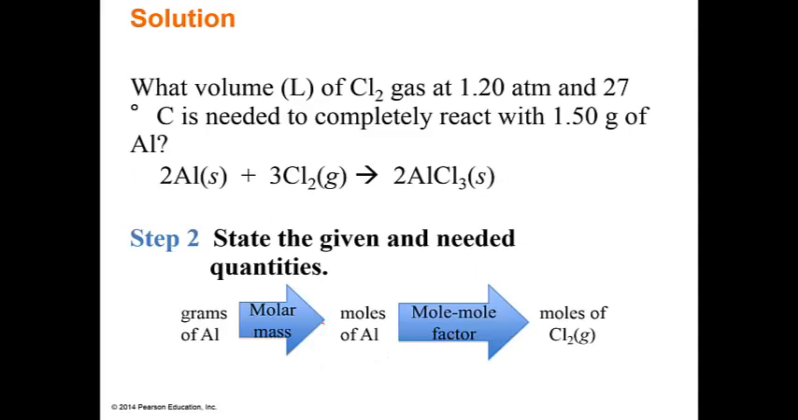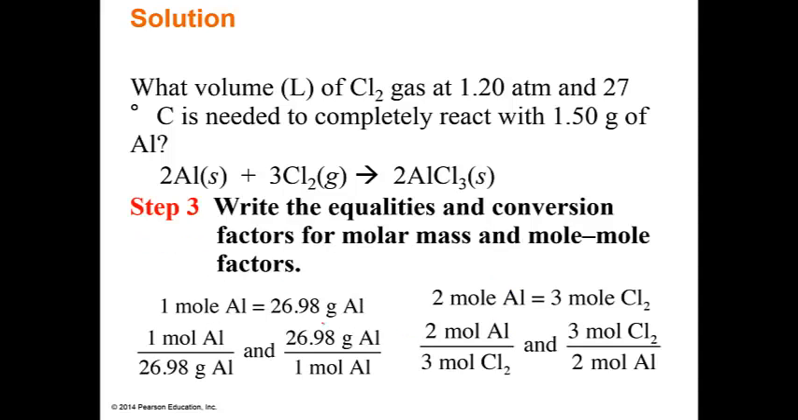So we've got to first figure out grams of aluminum, smaller mass, moles of aluminum, and then the mole-to-mole factors, moles of chlorine gas. How many moles of chlorine versus how many moles of aluminum, the mole-to-mole factor. All right, so 1 mole of aluminum is 26.98 grams. How do we know this, guys? It's the ultimate cheat sheet. That's right, the periodic table.